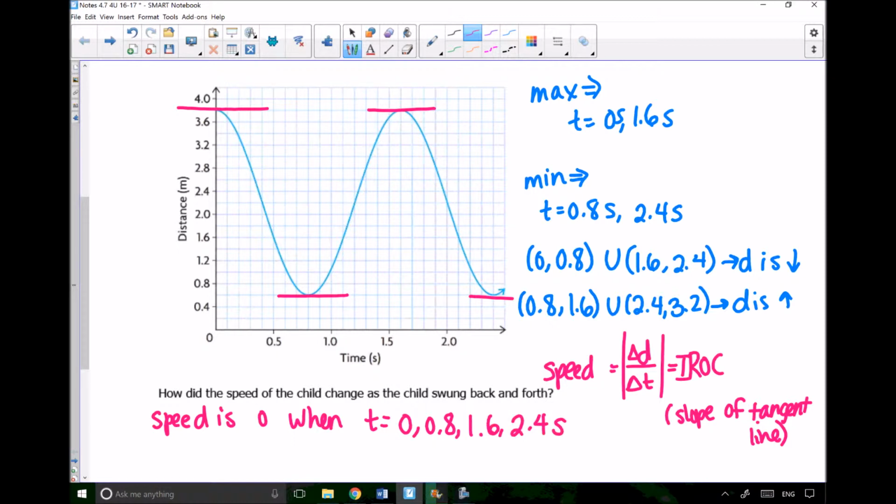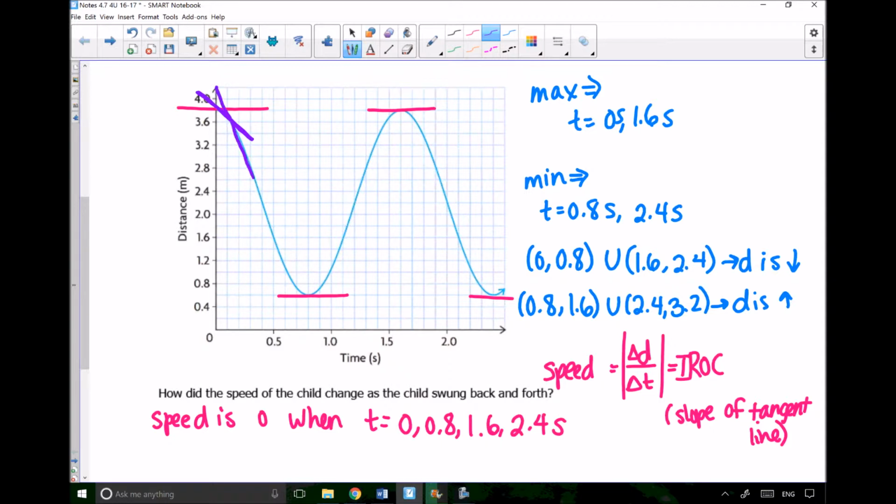Now, this should make sense to us because the speed is going to be increasing and decreasing, and eventually it has to reach a speed of 0 in order for it to be able to turn back around. So when is the speed increasing? Well, if I were to take the slope of my tangent line just a little bit to the left of this 0, my slope is negative, but it's not too steep.